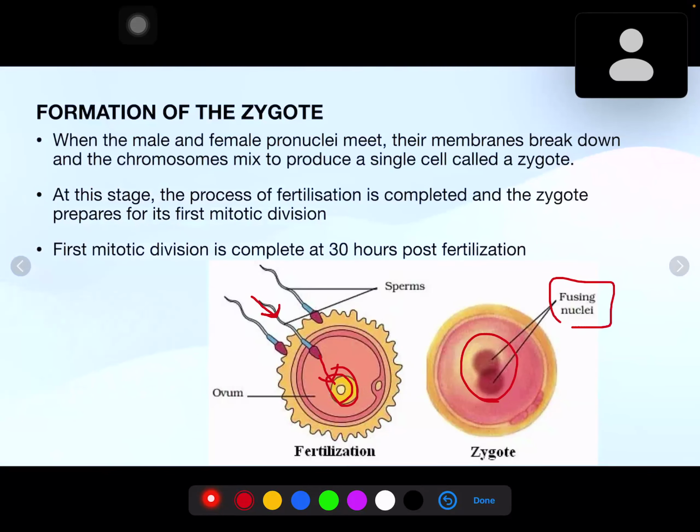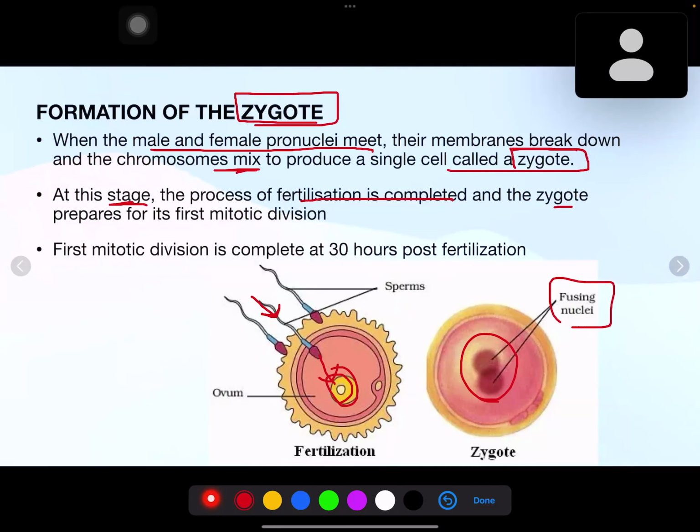Now, when the sperm and ovum combine, they form the zygote. You can say the fertilization is completed. When the male and female pronuclei meet, their membranes break down and the chromosomes mix to produce a single cell called a zygote. At this stage, the process of fertilization is completed and the zygote prepares for its first division. Now the zygote has to undergo multiple mitotic divisions.